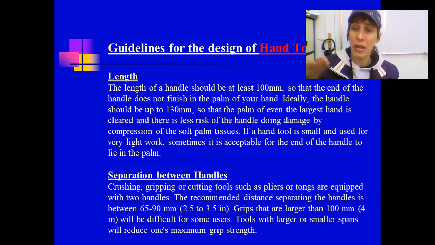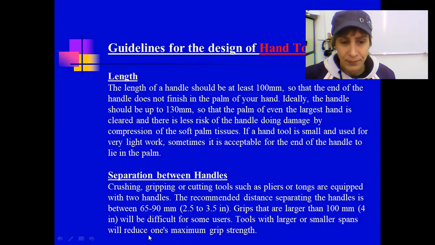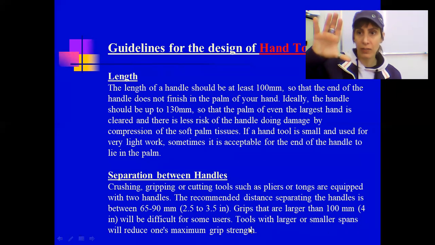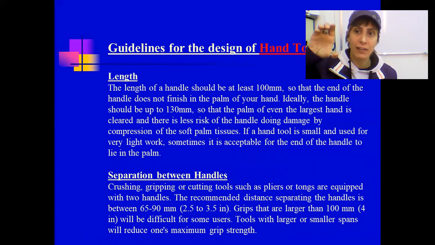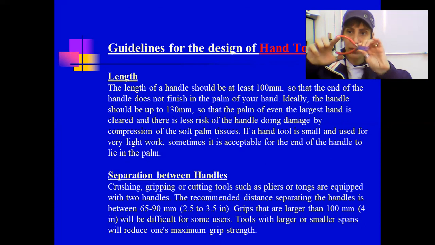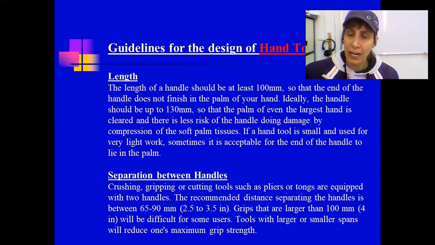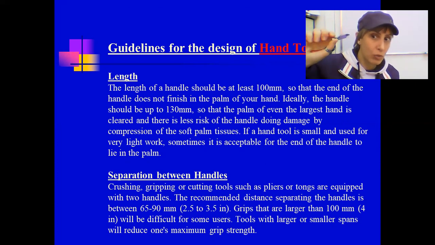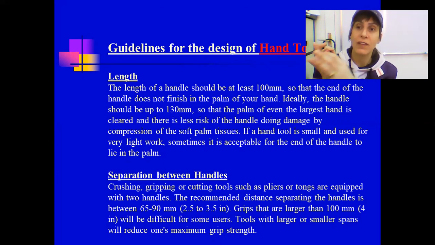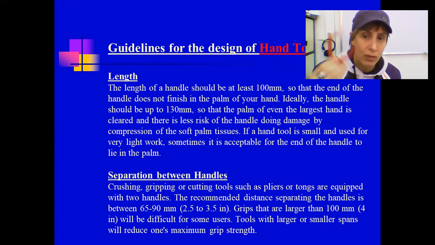Now, grips that are larger than 100 millimeter, which is 10 centimeter, will be difficult for some users. If you design this distance to be 10 centimeters, some users with smaller hands will find it difficult to use. Because if it's too open and I try to grip it and press, it will be uncomfortable for my fingers. So tools with larger or smaller spans will reduce one's maximum grip strength. If I have to open my hand too much and press, I will have less strength. But if the tool is a little smaller, I will have a lot more strength. But if the opening becomes too small, again, I will lose strength. And if this tool needs to be used with a certain amount of force, then it should be designed with the correct measurements.